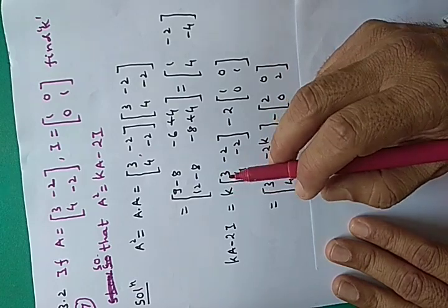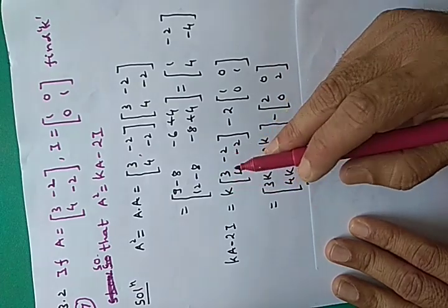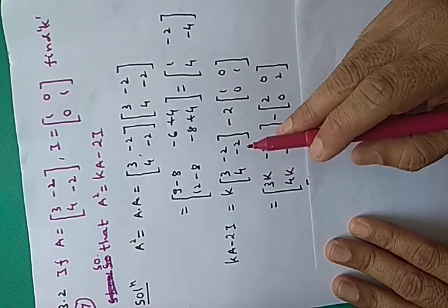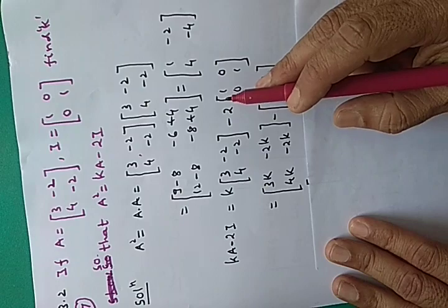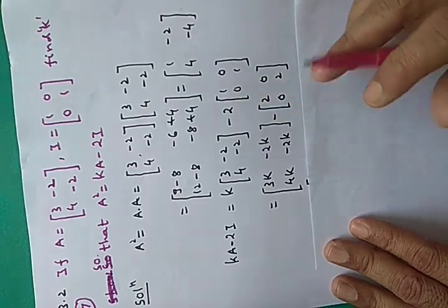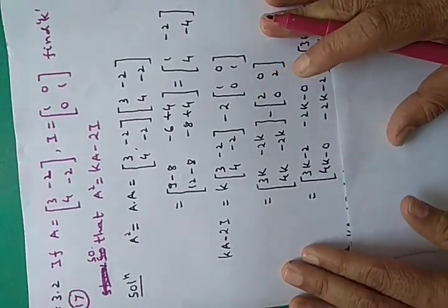So 3 multiplied by K, 3K, minus 2 multiplied by K, minus 2K, then 4K and minus 2K. Again, 2 multiplied by this identity matrix, 2, 0, 0, 2. Okay, so this is Ka minus 2i.